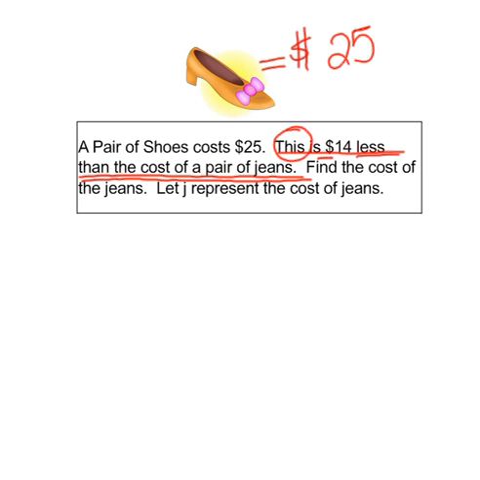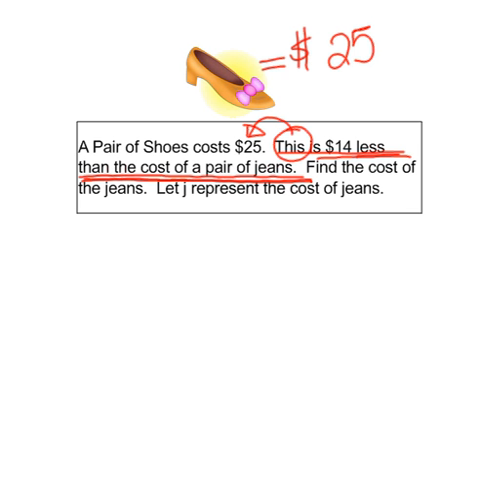This is $14 less than the cost of a pair of jeans. What is this? This is the $25. Okay? So $25 is $14 less than the cost of a pair of jeans. That tells me that the cost of the shoes is less than the cost of the jeans. So the jeans are more expensive.